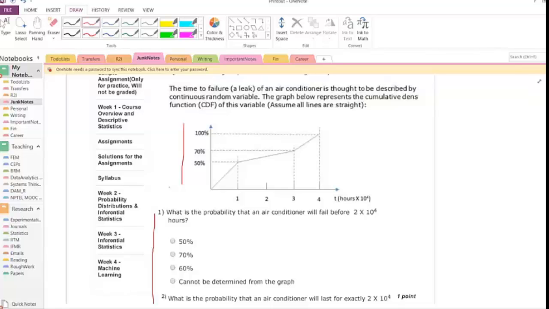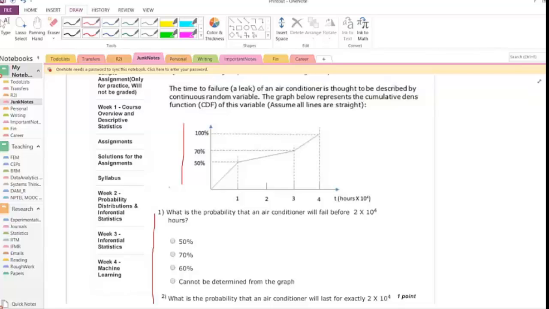But because the CDF is by definition the area under the curve of the PDF up to that point, you don't have to look at the area under the curve. You just have to look at that point. You just have to look at the y value at that point.